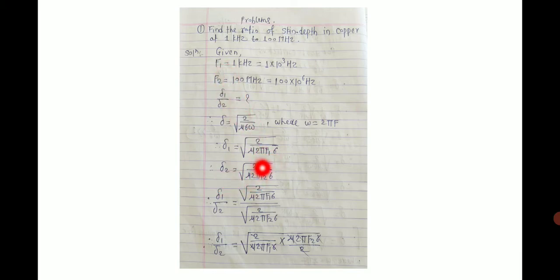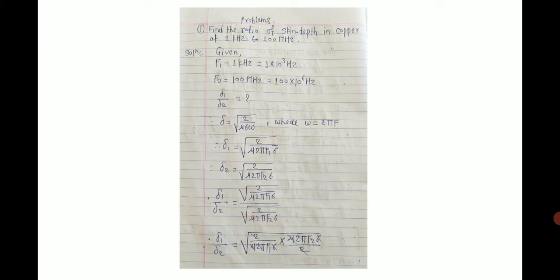Delta 2 is equal to square root of 2 divided by mu 2 pi f2 sigma. Then we write the ratio in fraction form, delta 1 divided by delta 2. Firstly, write delta 1 as square root of 2 divided by mu 2 pi f1 sigma, whole divided by square root of 2 divided by mu 2 pi f2 sigma. Then this term will be transposed to that side. The denominator term will become the numerator, and the numerator term will become the denominator.